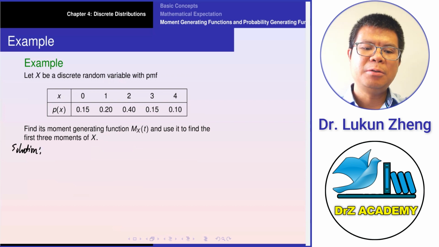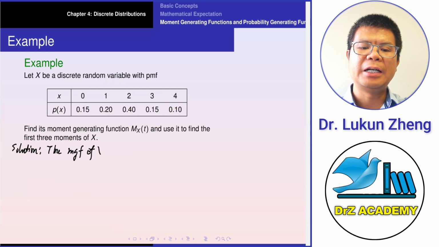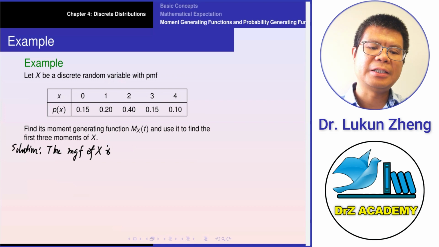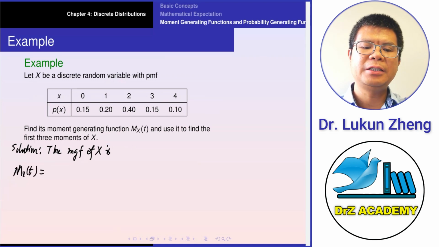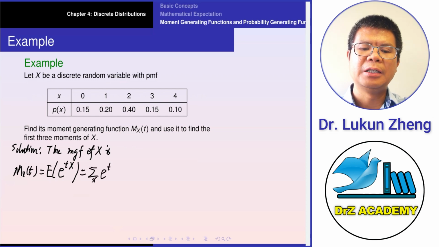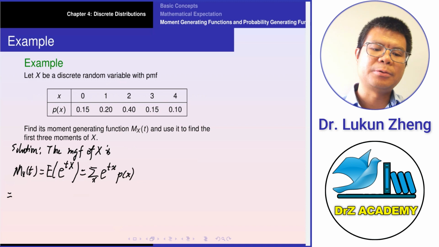Now, the moment generating function of X is, by definition, M_X(t) = E[e^{tX}], which equals the summation over x of e^{tx} P(x).